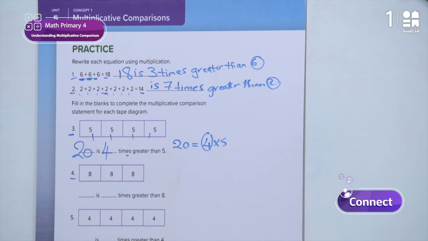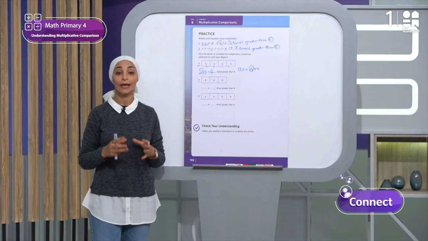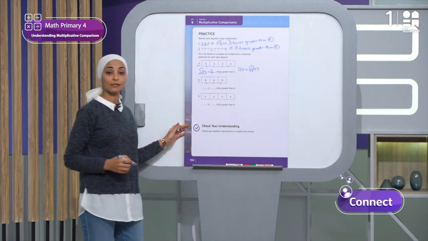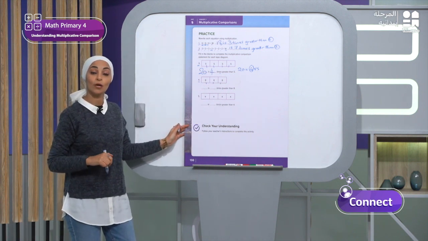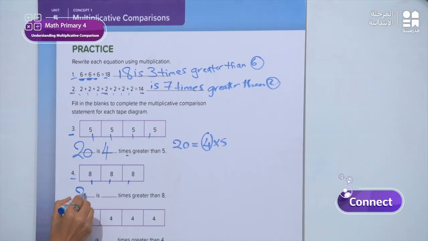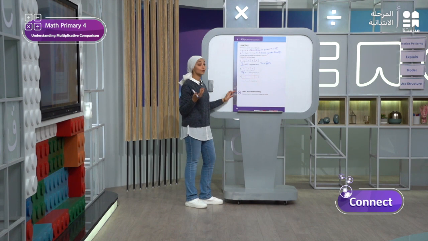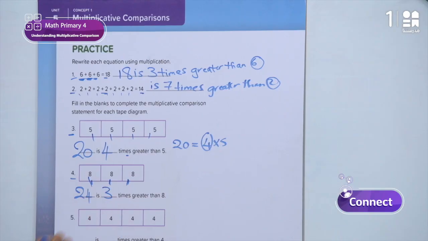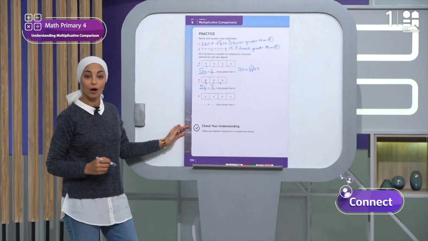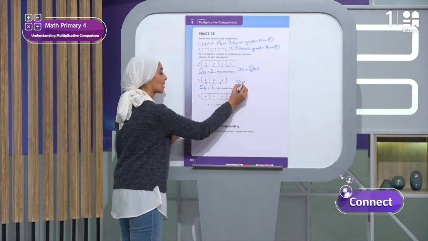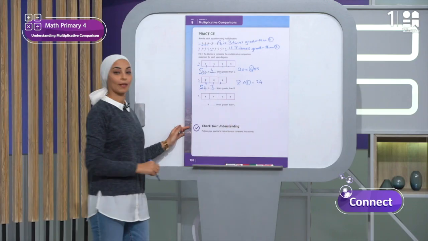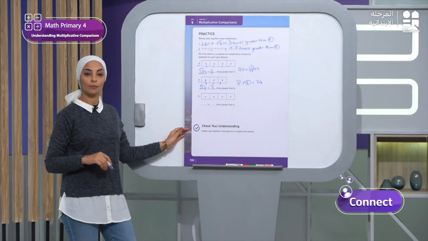In problem number 4, here we will add 8 three times. There it is, 8 plus 8 plus 8. 8 plus 8 plus 8 gives me what? Yes, equals 24. Now, 24 is how many times greater than 8? Yes, 3 times greater than 8. Why? Because 8 times 3 equals 24. And now let's move to problem number 5.